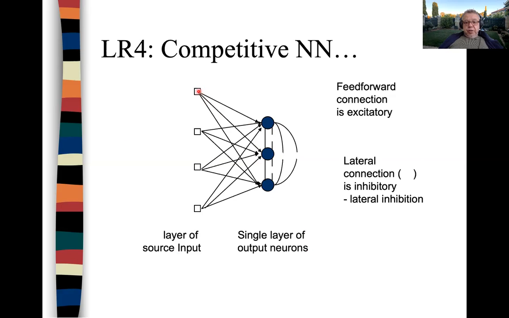So the architecture is as shown here. You have your input layer. It is fully connected, and these are the weights from this input to this node. So you have feed-forward connections which are excitatory, but then you also have lateral connections, or connections between these output neurons, which are inhibitory. That's why it's called lateral inhibition.